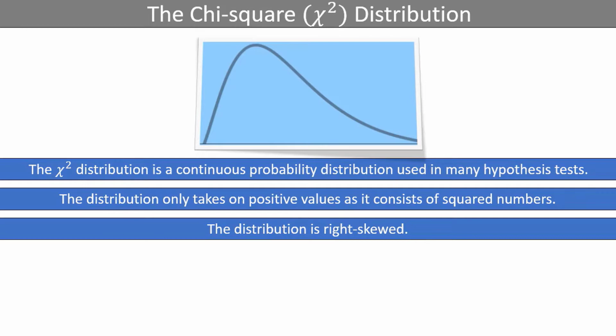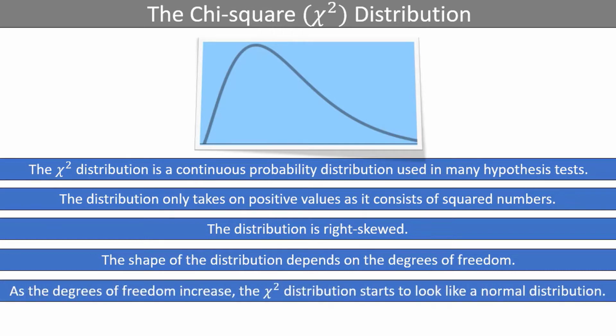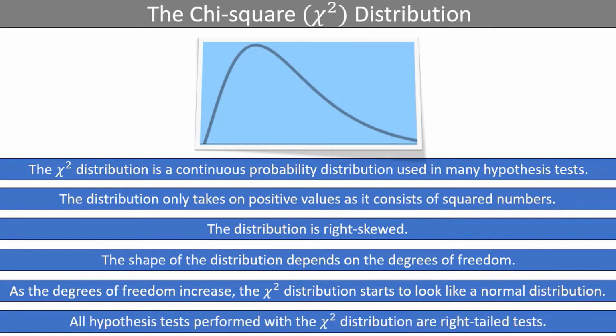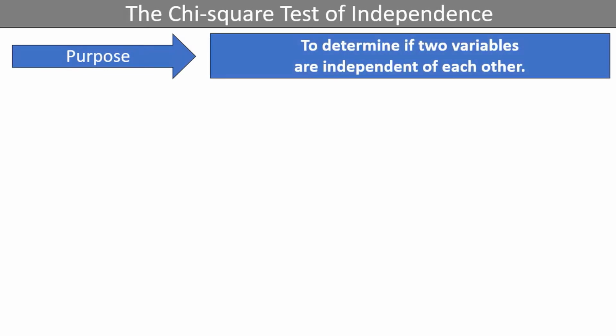Like the student's t-distribution, the shape of the chi-square distribution depends on the degrees of freedom. We will talk about how to calculate the degrees of freedom when we look at an example. Also, like the student's t-distribution, as the degrees of freedom increase, the chi-square distribution starts to look more like a normal distribution. All hypothesis tests performed with the chi-square distribution are right-tailed tests, so no more worrying about if the test is left-tailed, right-tailed, or two-tailed. Hooray!